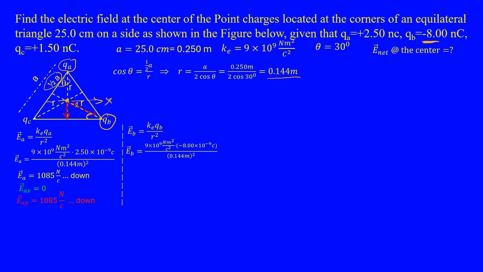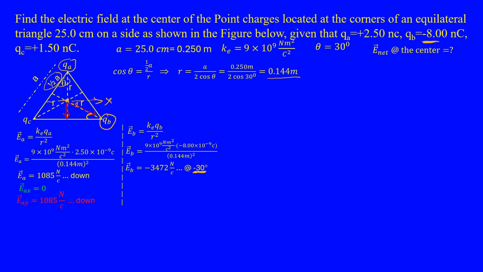Plugging in the numbers, 9 times 10 to the 9 newton meter squared per coulomb squared, multiplied by the negative 8.00 times 10 to the minus 9 coulomb charge, divided by the distance from the vertex to the center, which is 0.144 meters, squared. And that yields us negative 3,472 newton per coulomb, and the direction is negative 30 degrees. That means 30 degrees below the positive x-axis, or clockwise from the positive x-axis.